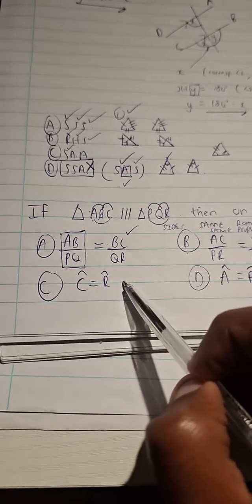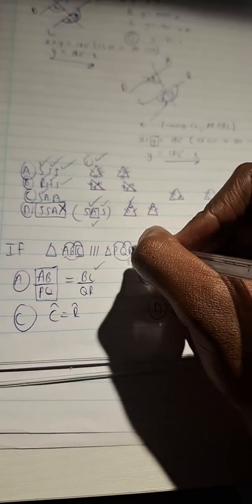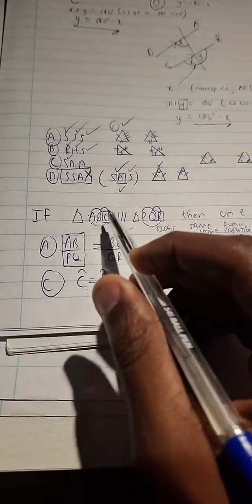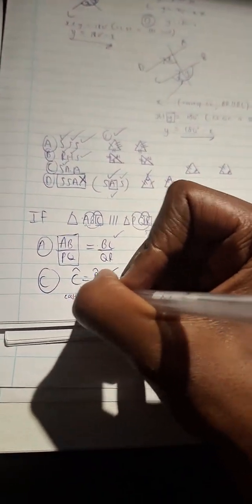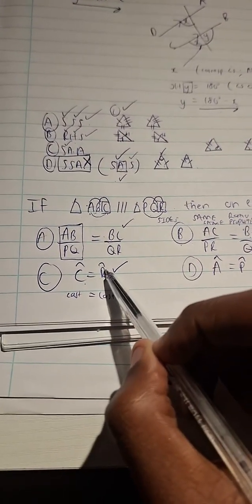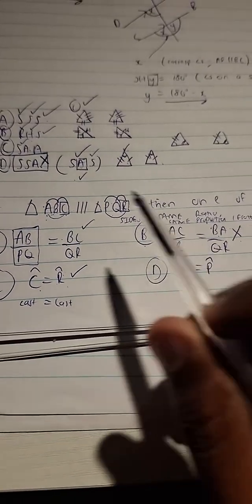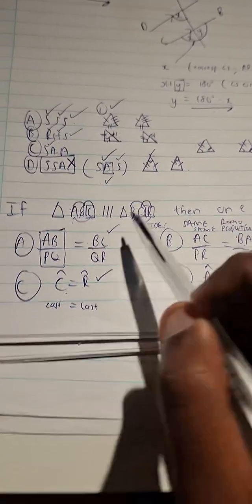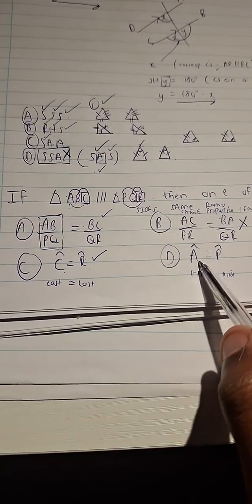They are saying angle C is equal to angle R. Where's angle C? It is the last letter. So last should be equal to last. Is angle C equal to angle R if the two triangles are similar? Yes. So this is a correct option. Last equal to last, for similar triangles. So this makes sense. Let's look at D. Angle A is equal to angle P. First is equal to first. Angles equal. Is this true? Yes.